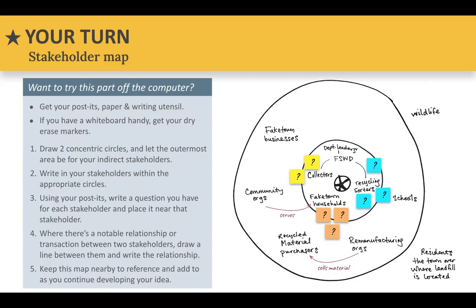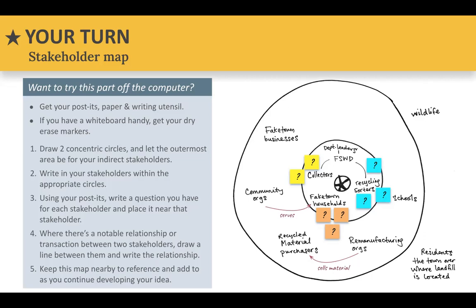So use this as an opportunity to understand how can we parse out different stakeholders, and then using the Post-it notes, write the question that you have for each stakeholder and just place it near that stakeholder. You don't have to necessarily hit every stakeholder. Start from your inner circle and work out. That will give you a sense of what are the most important questions that we have to answer first.